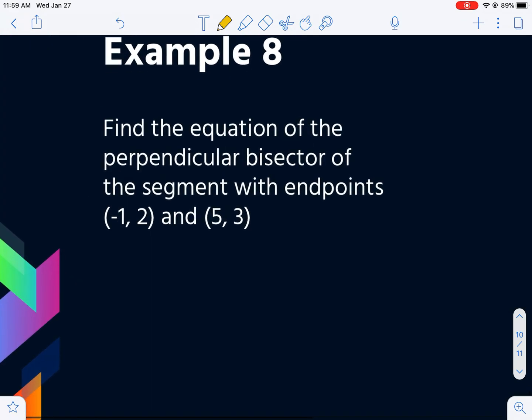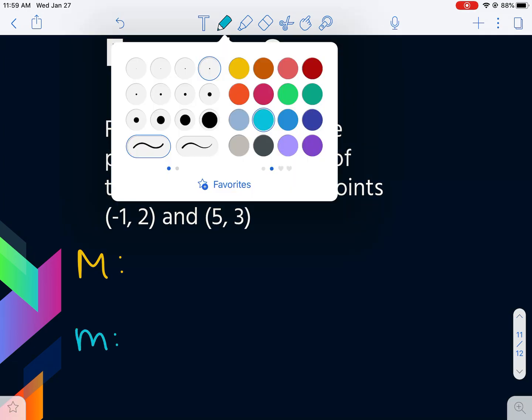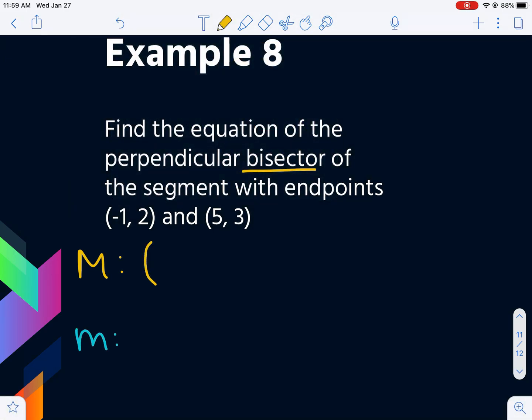Our final example, again, we're finding the perpendicular bisector. We're given our endpoints, so we need to find the midpoint so that it's a bisector, and we need to find our slope so that it's perpendicular. My midpoint will be negative 1 plus 5 divided by 2. And then I have 2 plus 3 divided by 2.